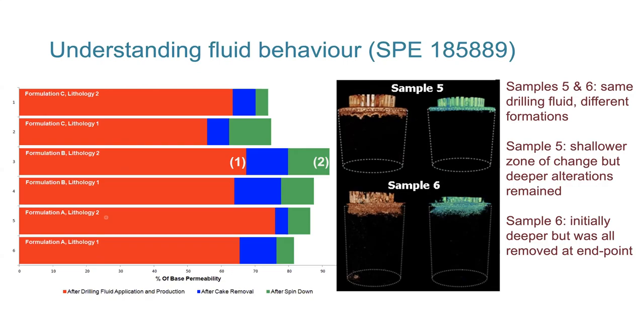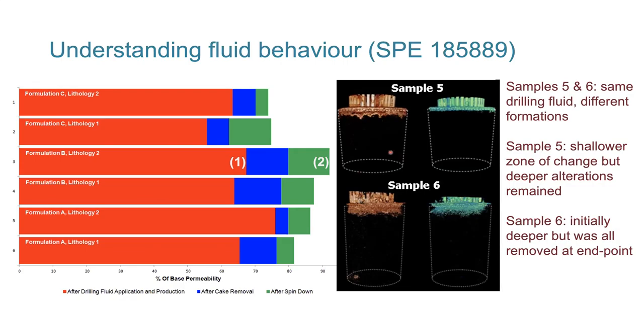And why was that? What we can see here is, in sample 5, there's damage, and you can see it's gone about 1 centimeter into the core. There's mud cake sitting outside it. And when we've gone to this end point here, remove the external mud cake, remove the fluid. The green is where the damage has been removed. But this whole area here hasn't been removed. So there's damage still deep inside the near-wellbore here.